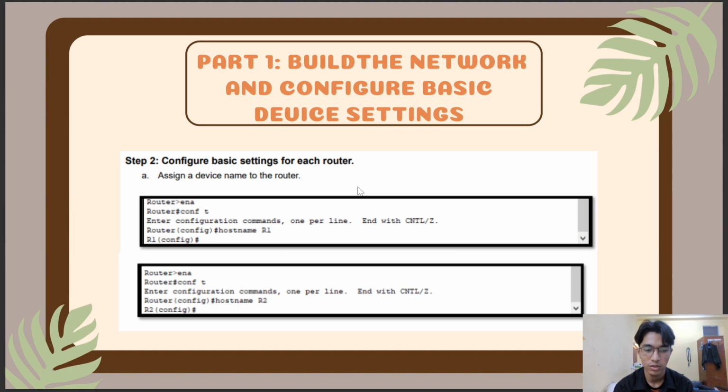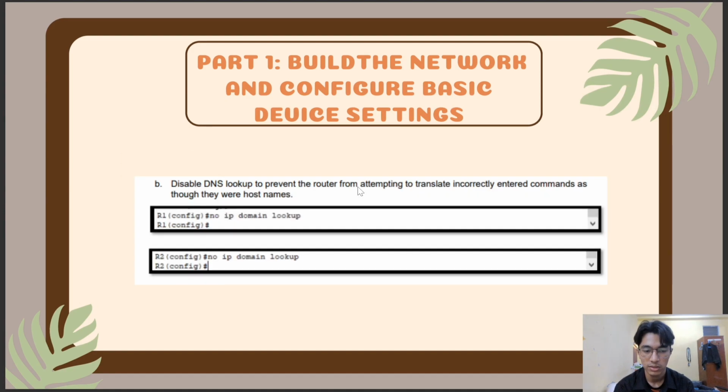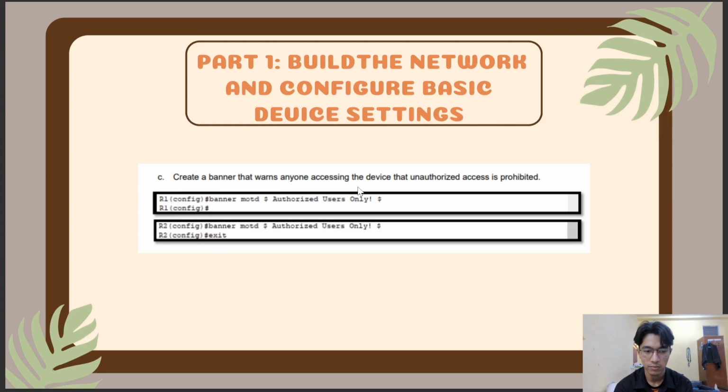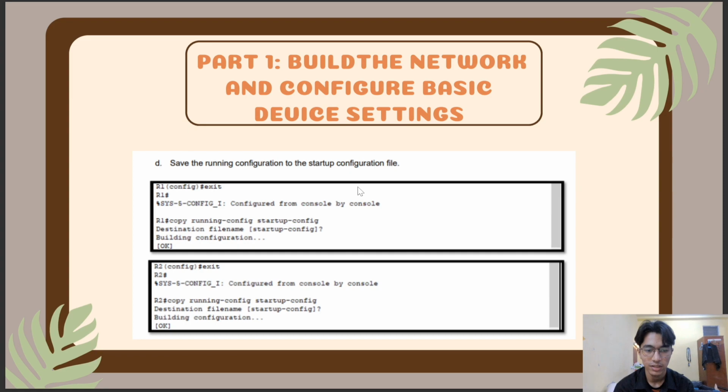Step 2, configure basic settings for each router. Assign a device name to the router. Also disable DNS lookup to prevent the router from attempting to translate incorrectly entered commands as though they were host names. Proceed, create a banner that warns anyone accessing the device that unauthorized access is prohibited. Save the running configuration to the startup configuration file.